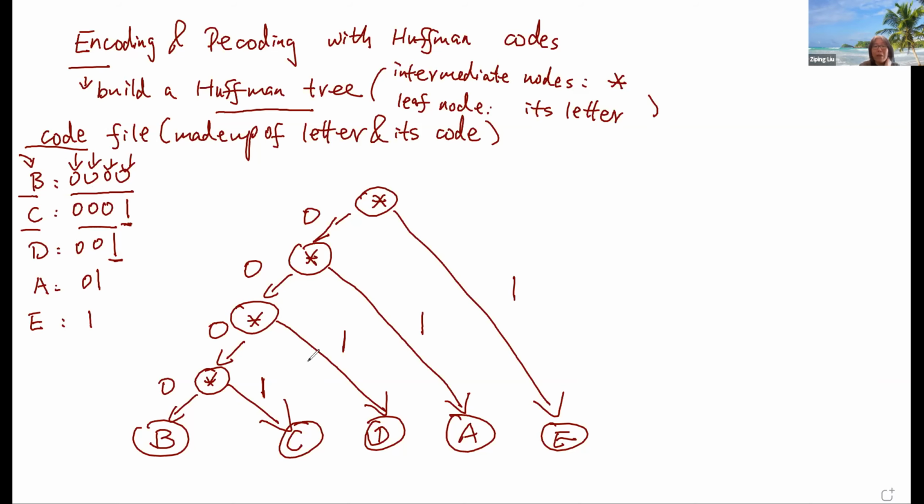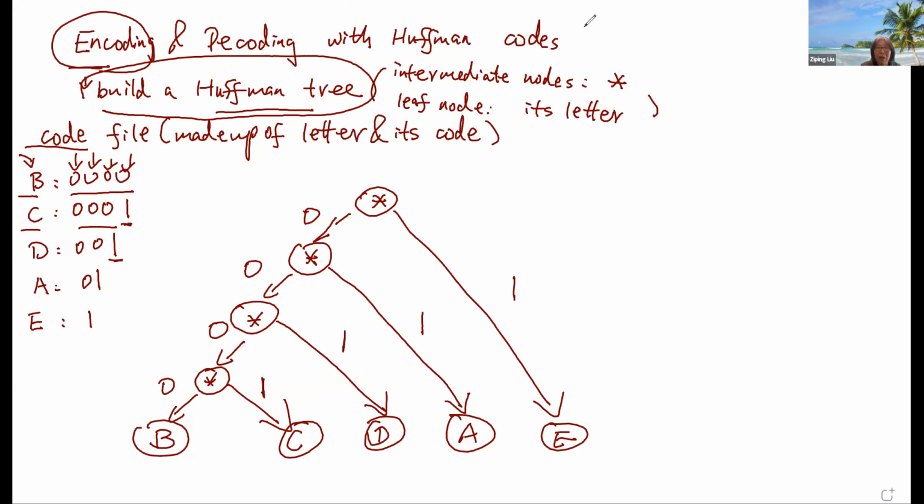Okay, and here we build this Huffman tree. And once we have this Huffman tree, the next one is the encoding part. So for the encoding part, what you're going to do is build the Huffman tree. And then with this Huffman tree, how do we do decoding?